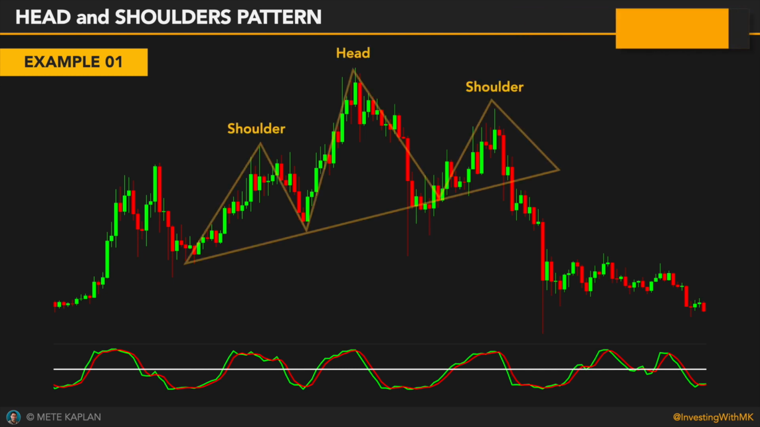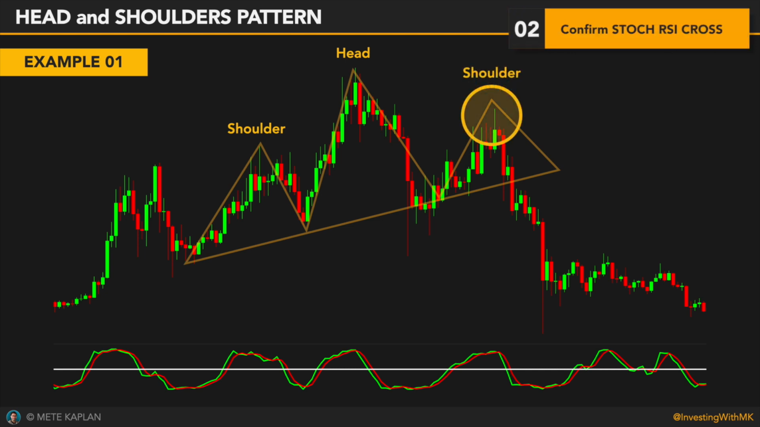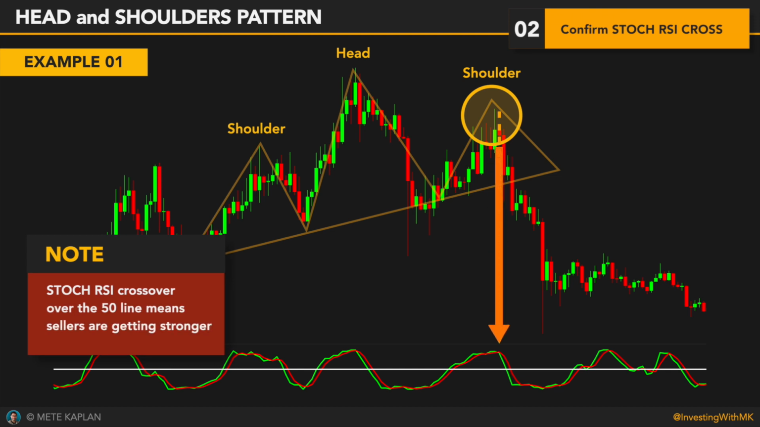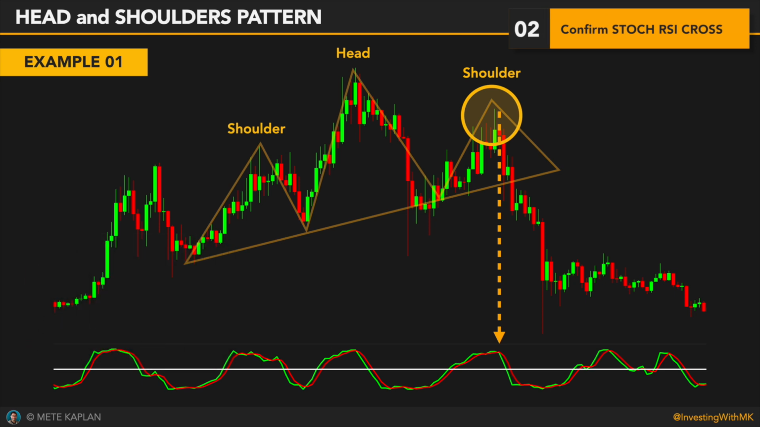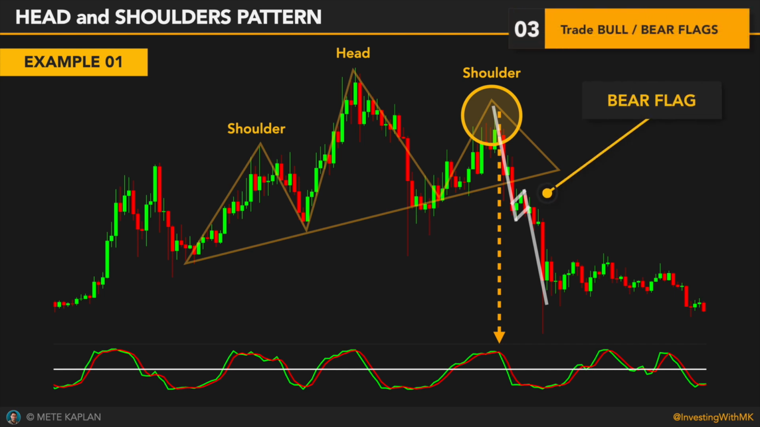Step 2. Confirm stock RSI. Around the peak point of the right shoulder, my eyes are searching for stock RSI crossover over the 50 line. This step is optional. But when I see this, I understand that sellers are about to take control and push the price down. So I can trade many bear flags on the way. Step 3. Finally trading bull or bear flags. If you trade normal head and shoulder, you will trade bear flags. If you trade inverse head and shoulders, you will trade bull flags.